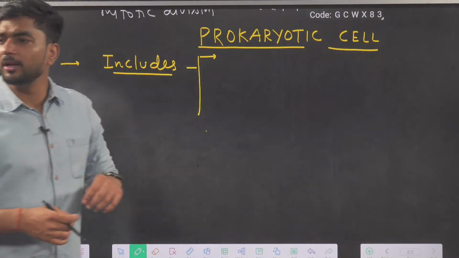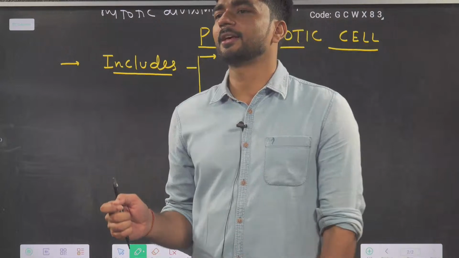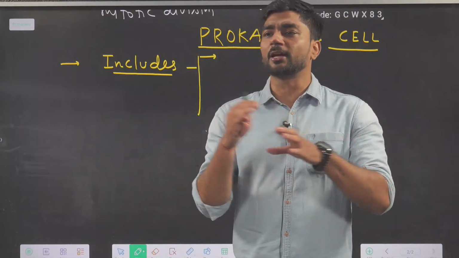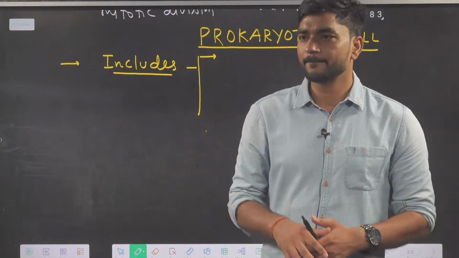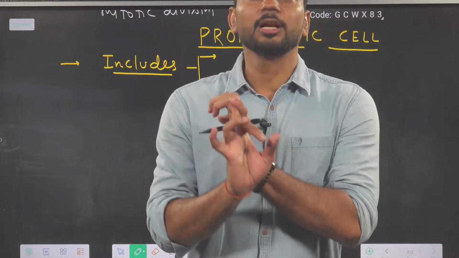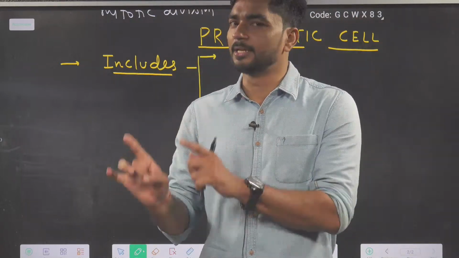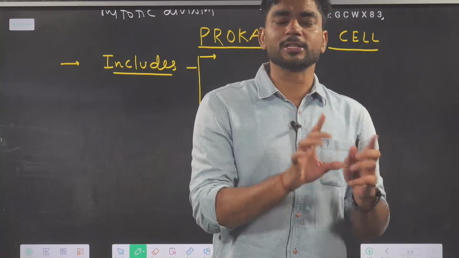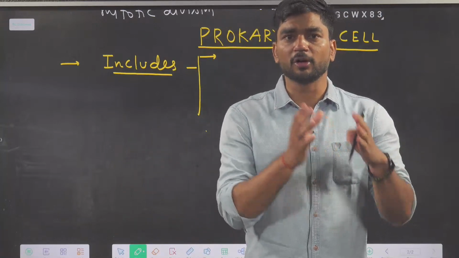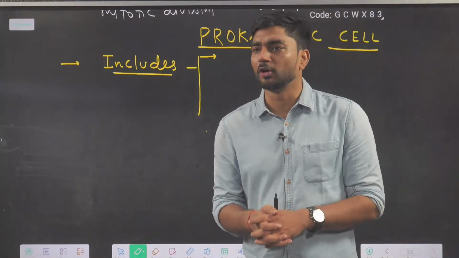Are all unicellular organisms prokaryotic? No. Eukaryotic cells can also be unicellular. So unicellular versus multicellular is different from prokaryotes versus eukaryotes. Unicellular and multicellular are based on the number of cells, while eukaryotes and prokaryotes depend on whether the cell has membrane-bound organelles or not.